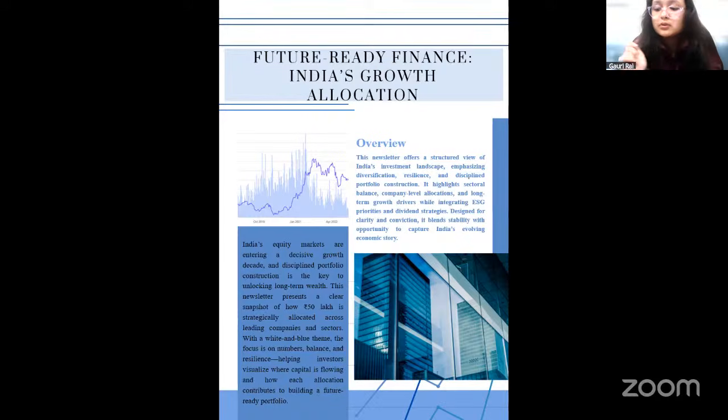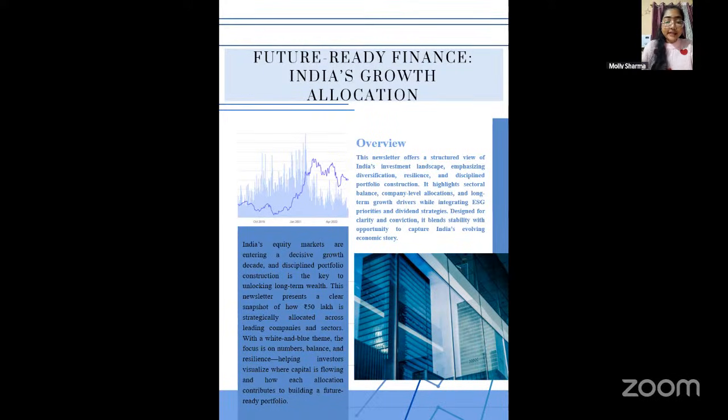Next, I would like to give it to Anushka for portfolio construction and allocation. Thank you so much, Gauri. Hello, everybody. A very scintillating evening to each one of you. I am Anushka Sharma, the co-leader of my team, and here I'll be presenting before you the portfolio construction and allocation done by our team. Starting with sectoral balance, exposure is spread across 8 major sectors with weights reflecting India's economic structure and future growth drivers.